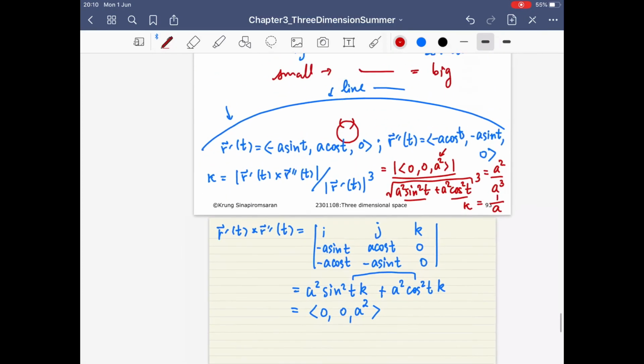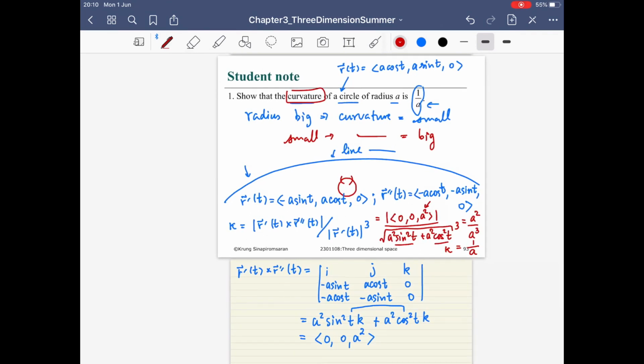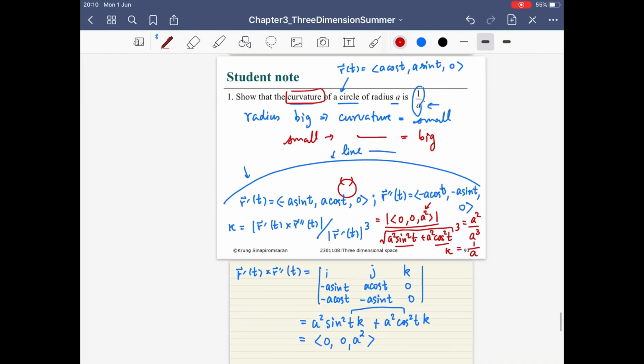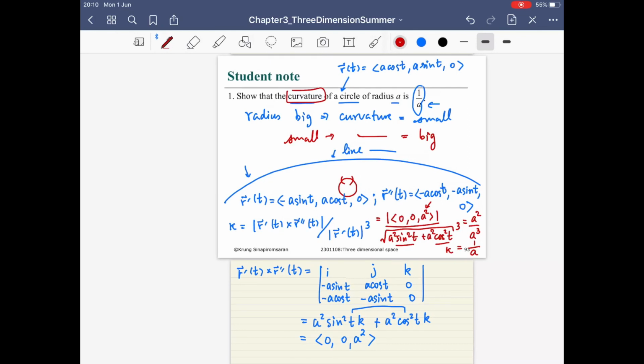So as expected, for the curvature of a circle, if it is a big circle, the curvature is small, so the curve looks more like a line. But if your radius is small, the curvature will be pretty big, because the curve still looks like a curve. So the curvature actually measures how curved the curve is.